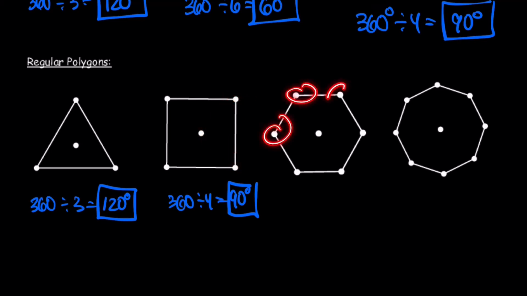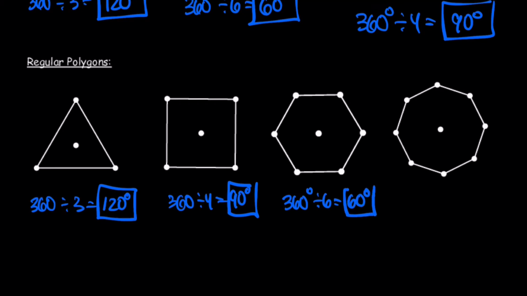This is a hexagon. It's got 6 sides or 6 vertices, so that'd be 360 degrees divided by 6, or 60 degrees of rotational symmetry. So this angle right here is 60 degrees. And then, let's see, what does this have? 1, 2, 3, 4, 5, 6, 7, 8. That's going to be 360 degrees divided by 8. So that has 45 degrees of rotational symmetry, which means this angle right here is 45 degrees.